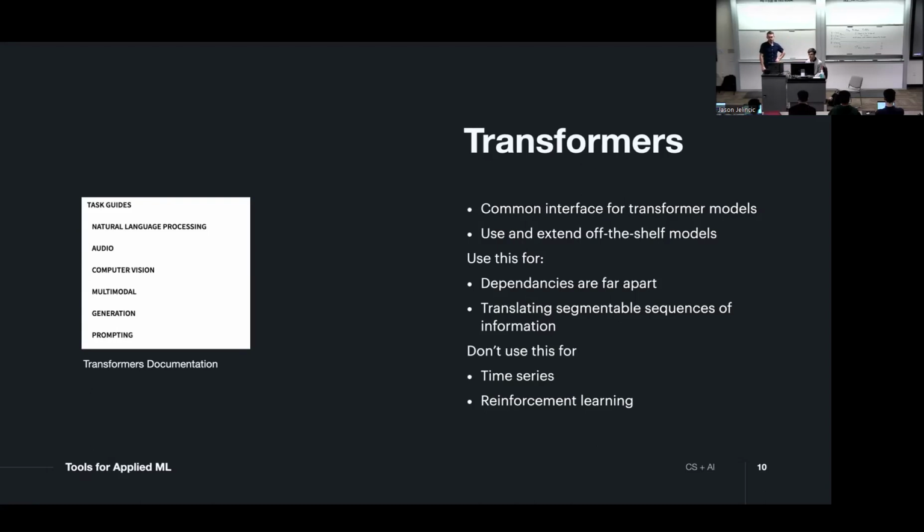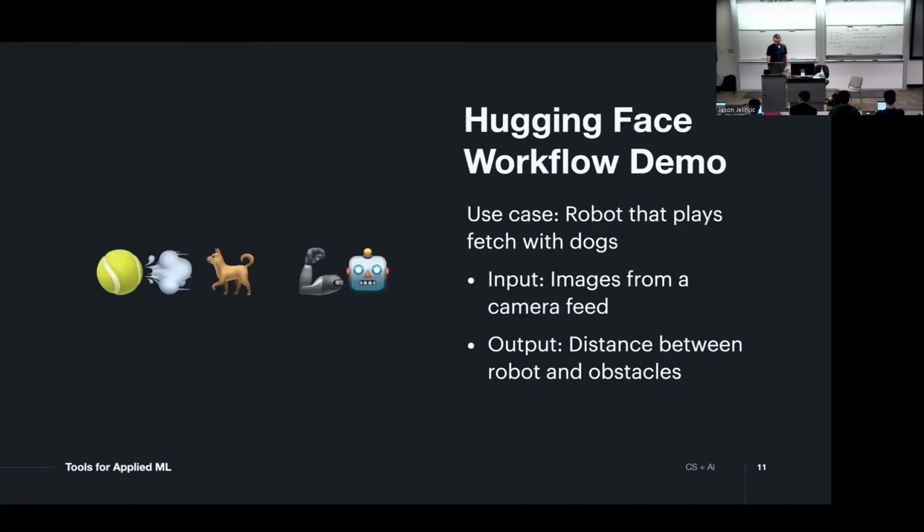You could use transformers for a lot of stuff. I would suggest not to use it for time series or reinforcement learning. Because with time series, you want to keep memory of the previous steps when you go to the next step in the time series, and residual networks are much better at that. But let's jump into how we could use these two things in tandem: Hugging Face and transformers.